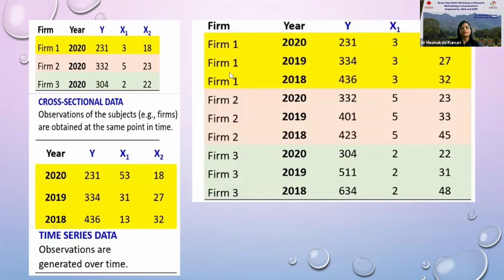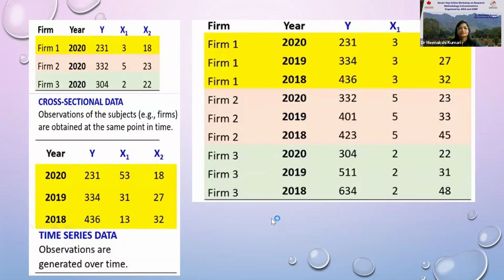Can we see here we have firm 1, and for firm 1 we have 3 rows, for the data of 2020, 2019, and 2018. Again, we have firm 2, and the data is for the same time period, 2020, 2019, and 2018. And we have another firm, firm 3, with data for the same time period, that is 3 years, 2020, 2019, and 2018. And for all those years, we have variables y, x1 and x2.